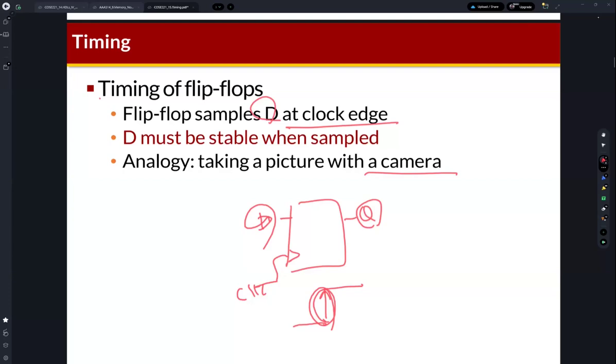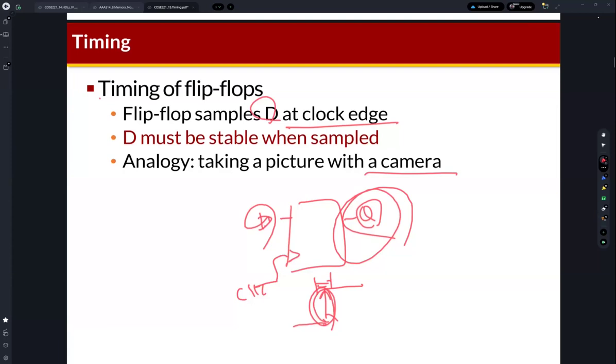So you can understand the D flip-flop like this. The D flip-flop samples the input signal, like the camera samples the input images, but the D flip-flop samples input signals during a very short time. During this very short time, the D flip-flop samples the signal, and if this signal is unstable, then we can get an incorrect or unstable output signal. Understand?